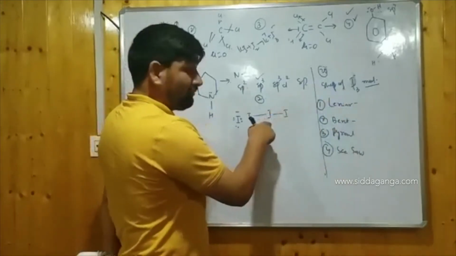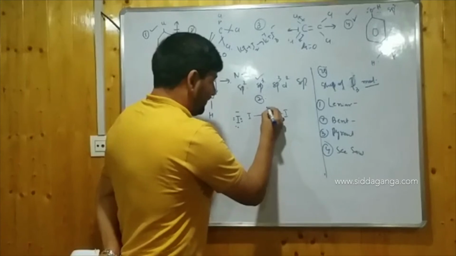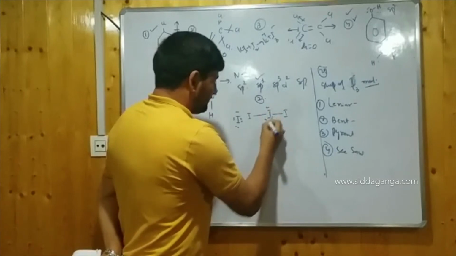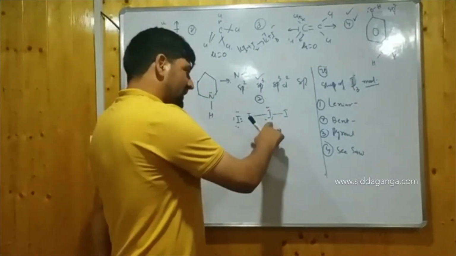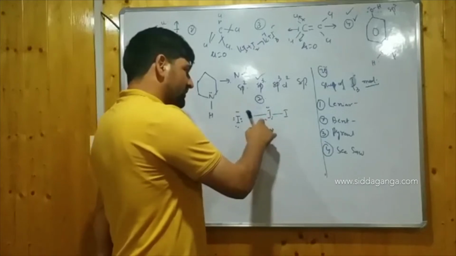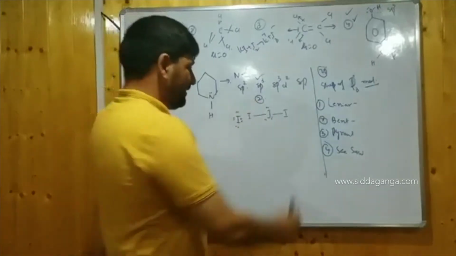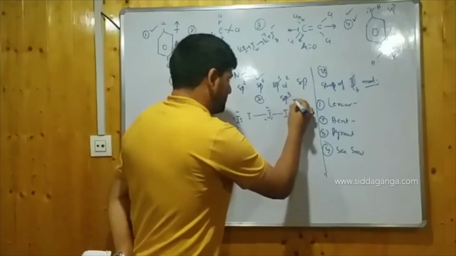So the central atom will have one negative charge on it. So it will be 1, 2, 3, 4, 5, 6. Clear or not? So the central atom, if you can see, has how many lone pairs? 3. And how many bonds? 2. Total 5. Hybridization will be sp3d.